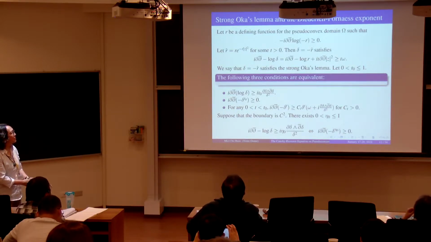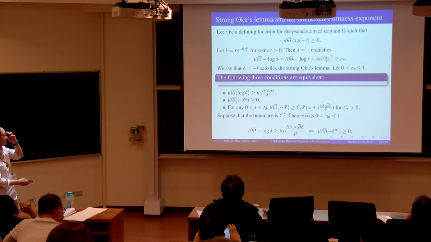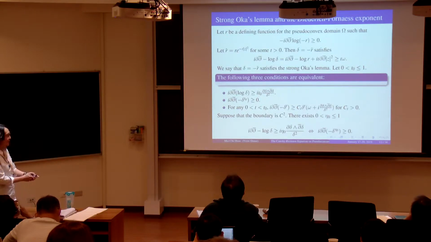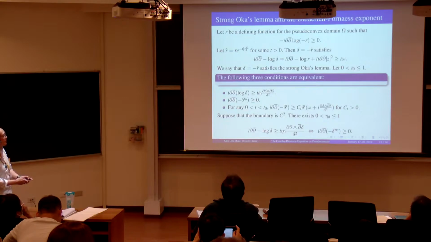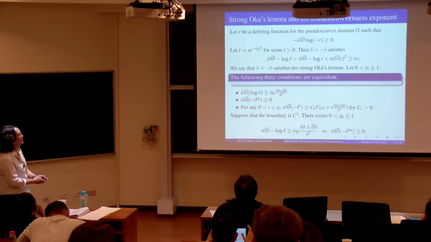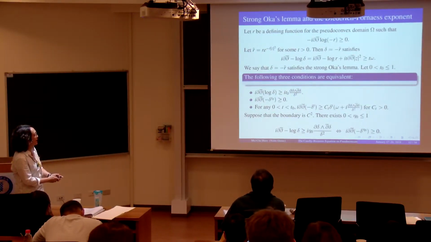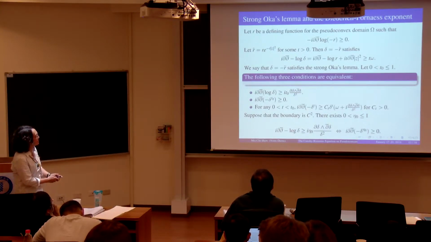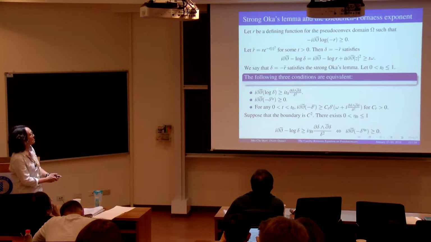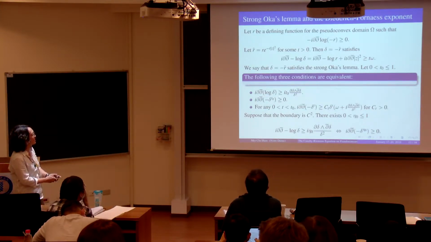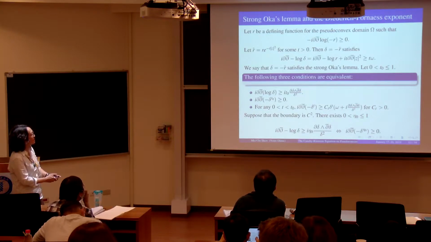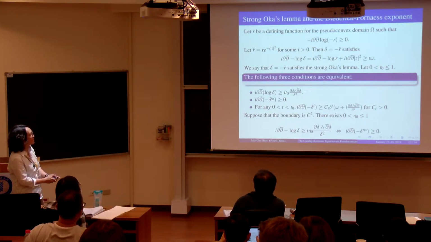And so in this case, we exhaust by a strictly plurisubharmonic exhaustion function. And it turns out some simple observation one can make easily, that the following three conditions are equivalent. The first one is that this, I forgot a minus here, I'm sorry, dd-bar(-log delta) is greater or equal to t, some positive constant, times d delta ∧ d-bar delta over delta squared.